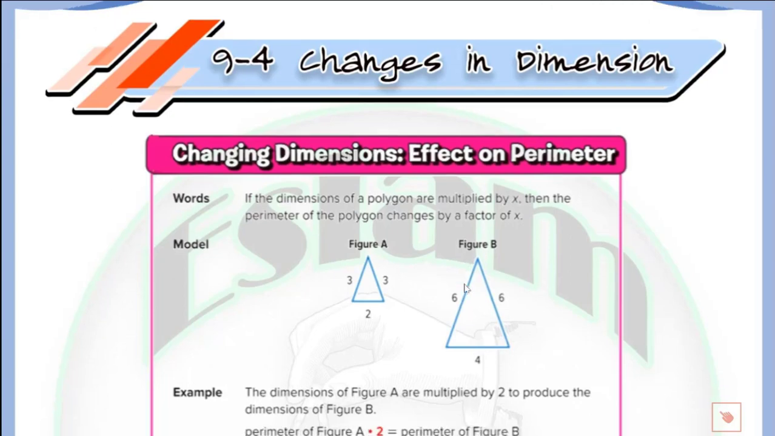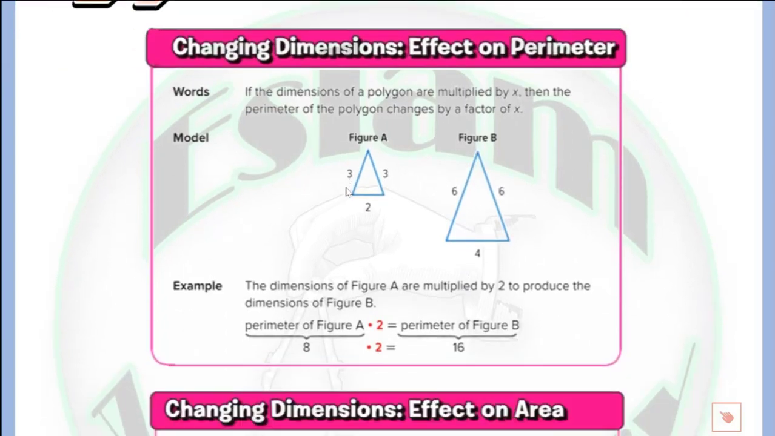What does it mean? Look at figure number 1. If you need to find the perimeter of figure number 1, just add all of the sides. So 3 plus 3 equals 6, plus 2 equals 8. It means the first perimeter equals 8.